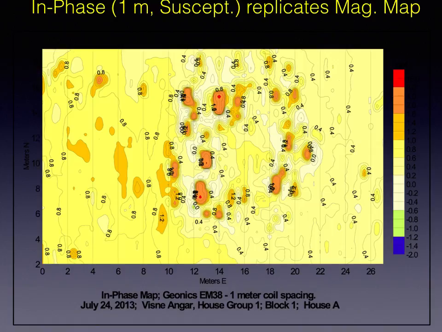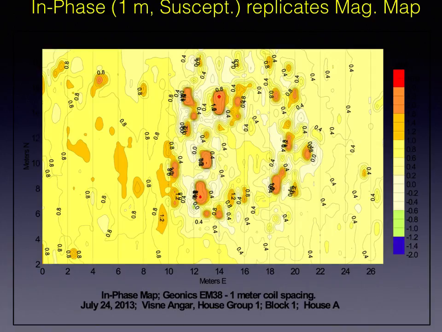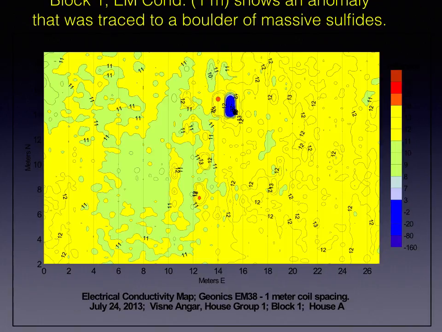This is the same feature with the gradiometer, with the EM38. Not quite as easy to see, but nonetheless it does show that some of the boulders show up quite nicely, and we think we could probably use this to find something outside. Here was another pass by the magnetometer.